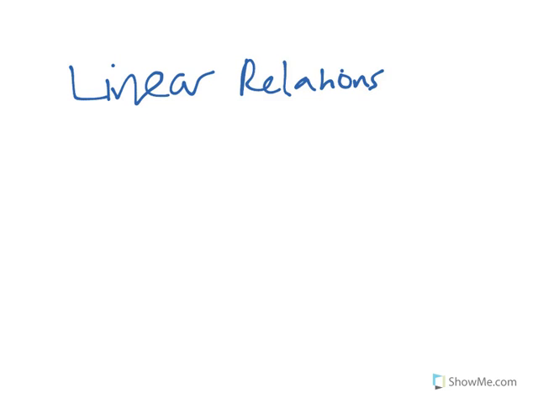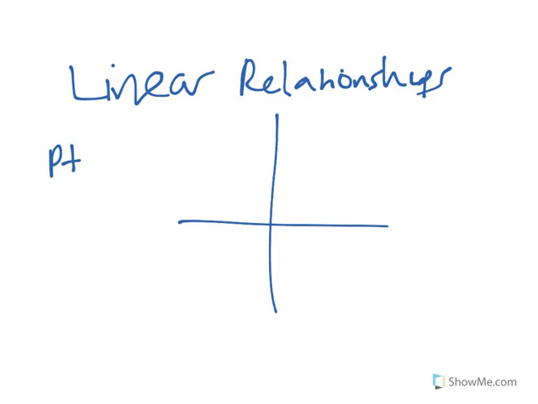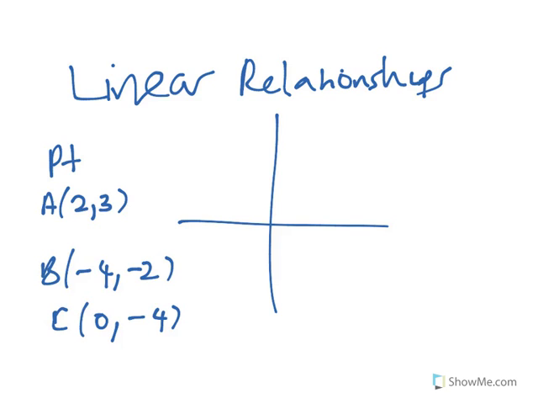Okay, so I just want to do a run through on linear relationships. So the first thing that you just need to be able to do is you need to be able to plot a point. So say I have A (2, 3). Let's go B, which is (-4, -2), and C, which is (0, -4).